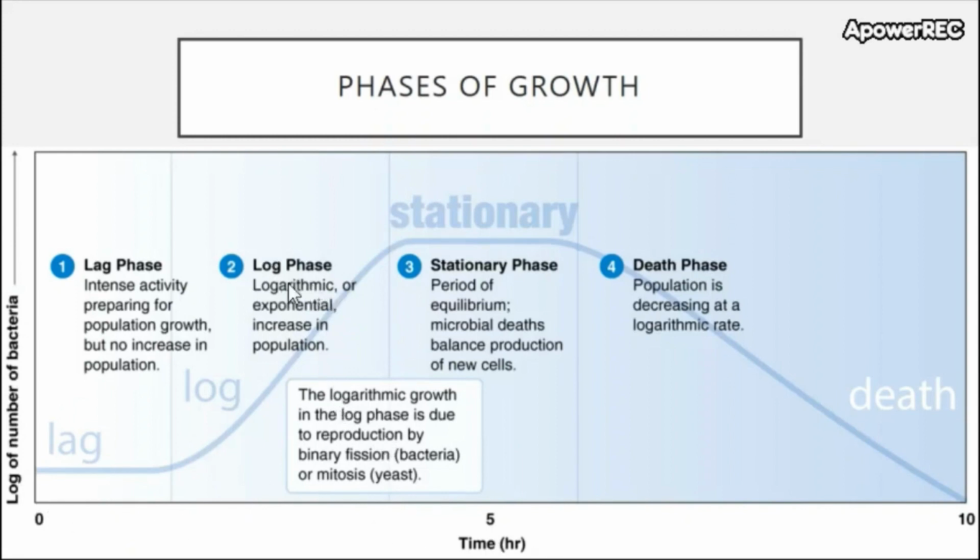So eventually the log phase leaves and the bacteria or the microbes enter a stationary phase, which is a period of equilibrium, so the number of microbial deaths balance the production of new cells. Eventually, though, we hit the fourth and final stage, which is death phase, and this is where the population is decreasing at a logarithmic rate, so it drops off quickly as well. So the log phase essentially stops when the population approaches the limit of what the environment can support in terms of how much nutrition and fuel is available.